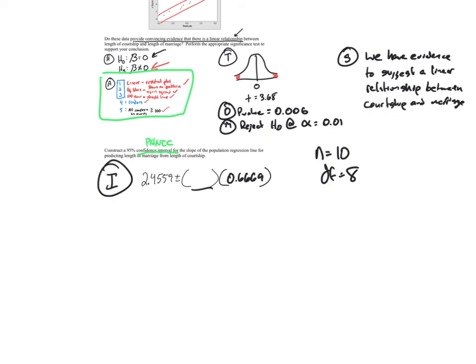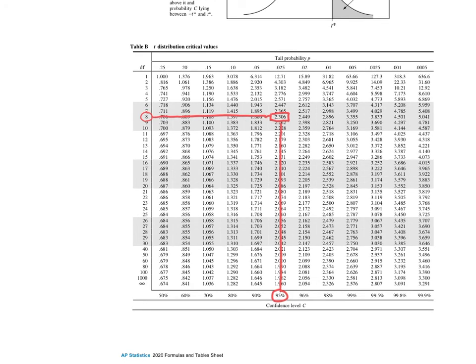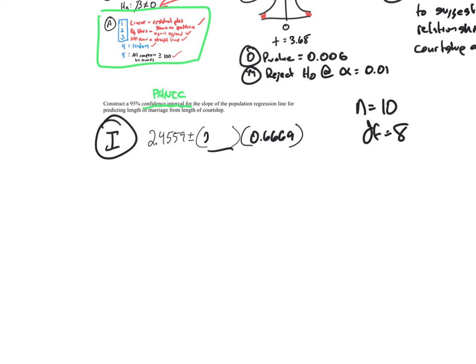So 95% at 8. Oh, so it's the exact same number again. 2.306. It just happens to be the exact same degree of freedom, same confidence level. Okay. Let's put this in our calculator. Let's go 2.4559 plus parentheses 2.306 times 0.669. Oh, there's an extra 6 in there. Let me try that again.